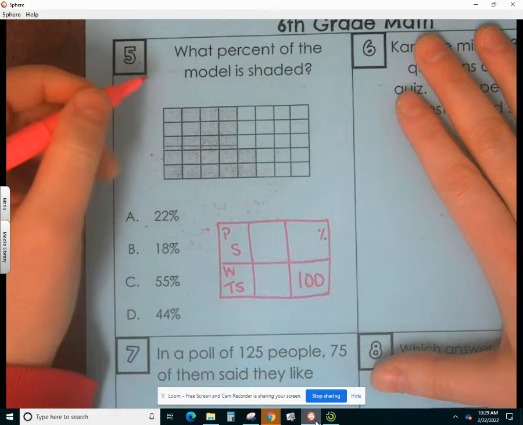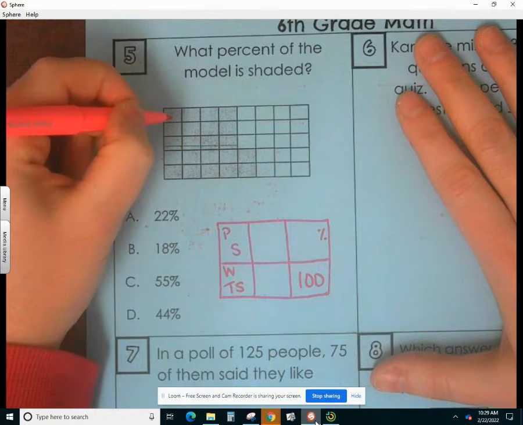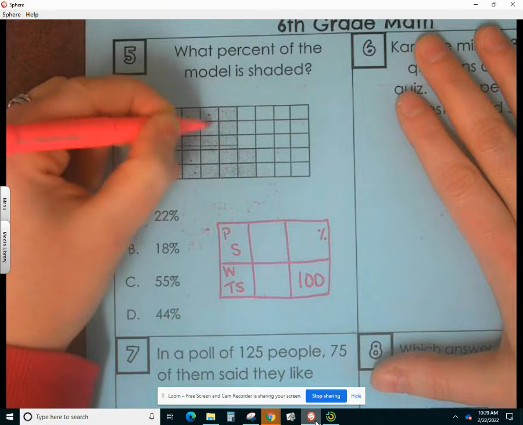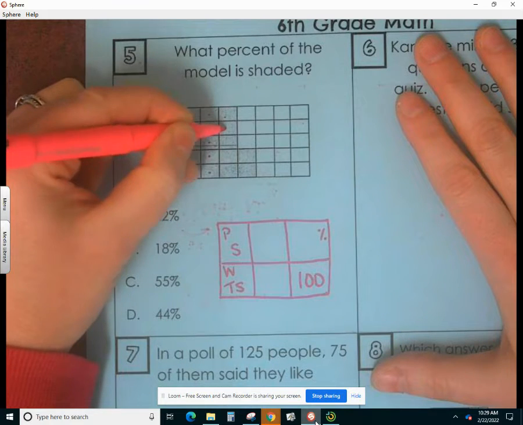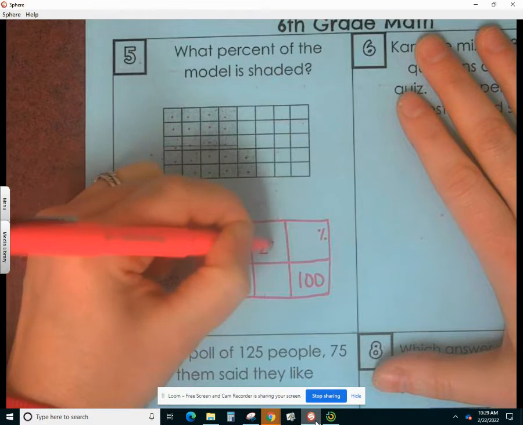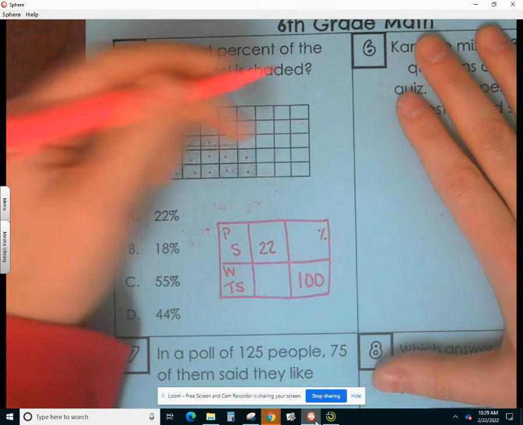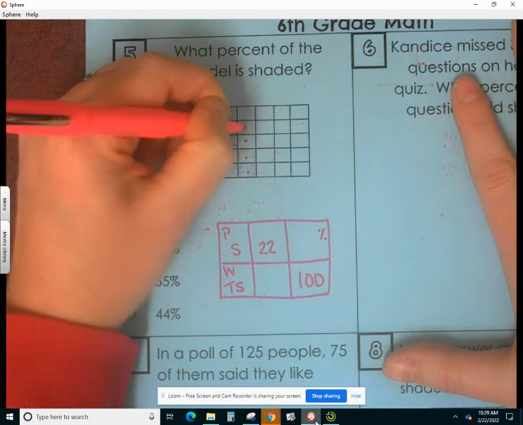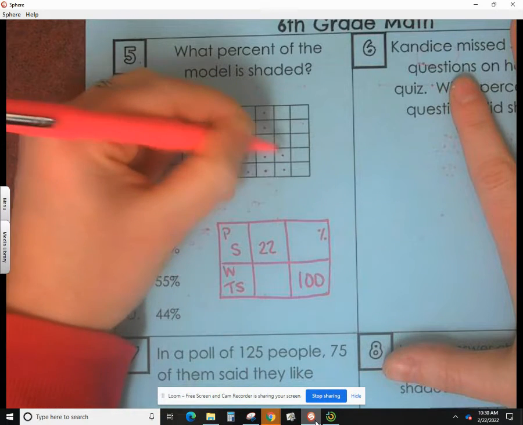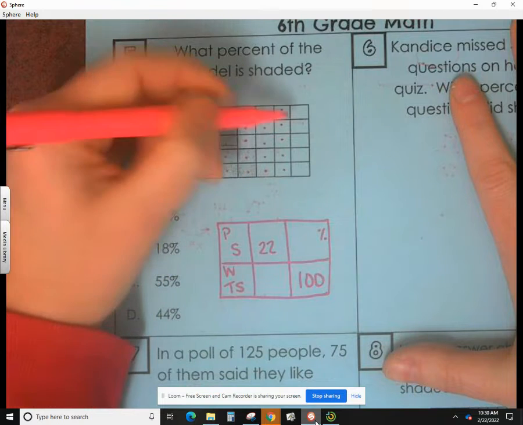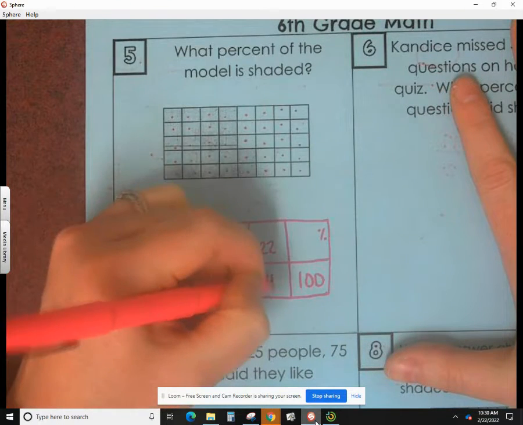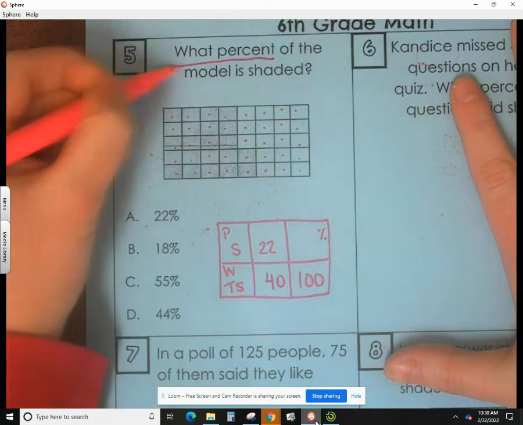Okay, so it's important that we know how many sections we have. So 1, 2, 3, 4, 5, 6, 7, 8, 9, 10, 11, 12, 13, 14, 15, 16, 17, 18, 19, 20, 21, 22 that are shaded, but now we need to know all of them. So we already counted 22, 23, 24, 25, 26, 27, 28, 29, 30, 31, 32, 33, 34, 35, 36, 37, 38, 39, 40. So there's a total of 40, and we want to know the percent.